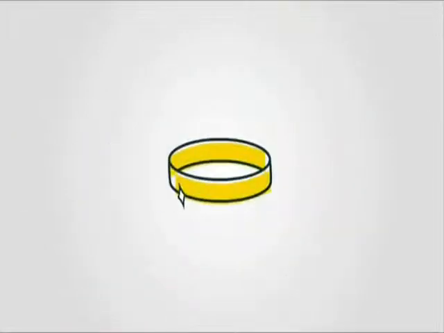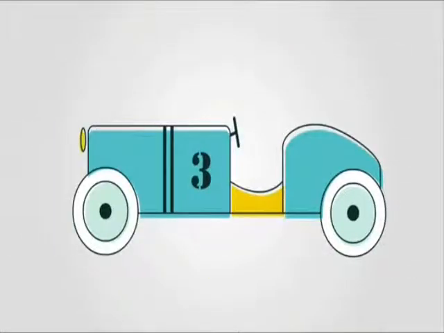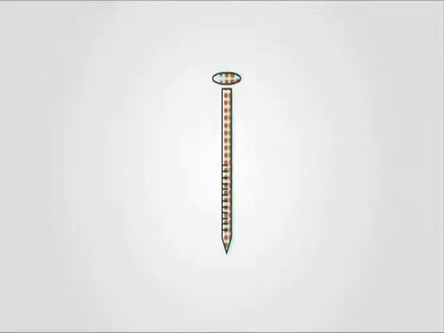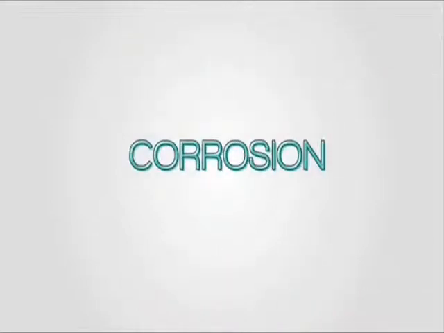If you think the gold ring is likely to be in the best condition, you're right. The copper pipe and the iron nail will appear in a worse condition, but the aluminium toy is also preserved very well. Most likely, the iron nail will appear in the worst condition. This is because of corrosion.